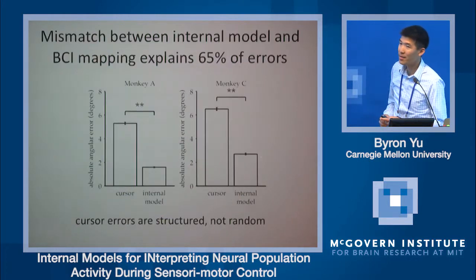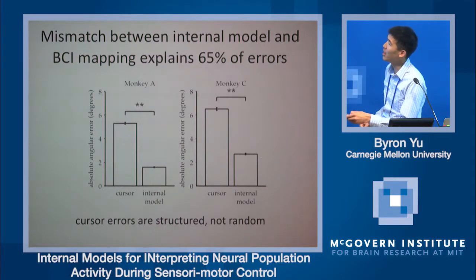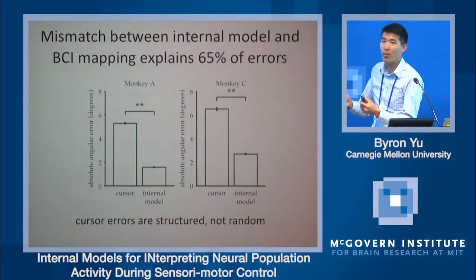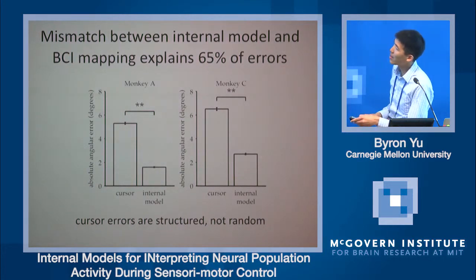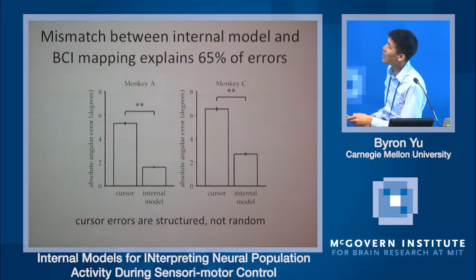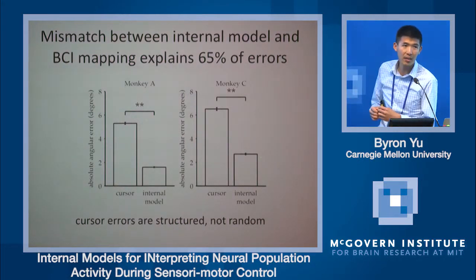Okay, so we can quantify this. We can measure these angular errors. The vertical axis here is angular error. The first bar here is the cursor error, which is the error of what the animal actually saw on the screen. And the second bar here is the error according to the internal model. What we see is that by interpreting the population activity in terms of the internal model, we can account for over 65% of the errors that the animal is making on the screen.